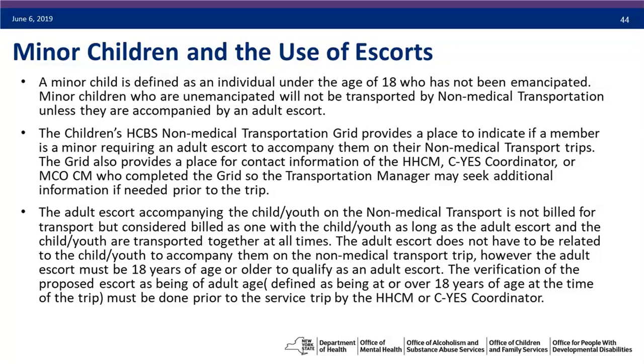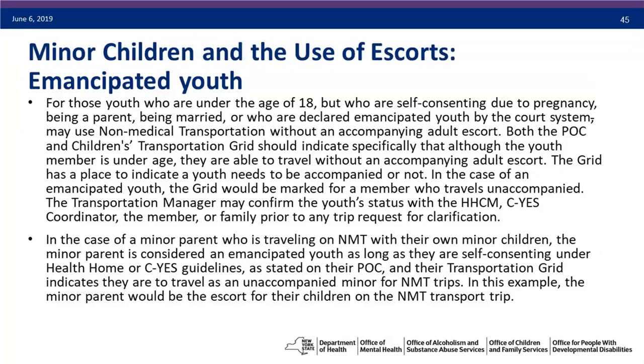The transportation grid that is provided does have a place on it so that you can indicate that the member is a minor that requires an adult escort, and it also allows for you to place contact information by either the health home care manager, the CS coordinator, or the managed Medicaid care manager who completes the grid, so that that transportation manager will know who they can access to seek additional information prior to the trip, if necessary. The adult escort is someone that does not have to be related to the child or youth, but they can be, but it's not necessary.